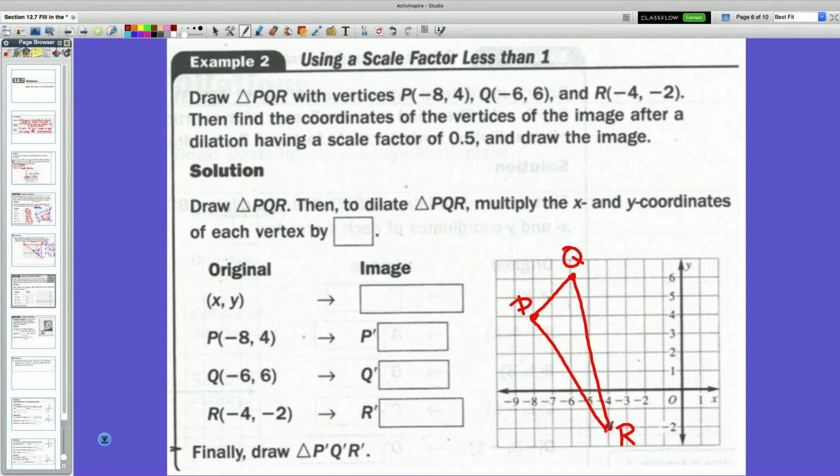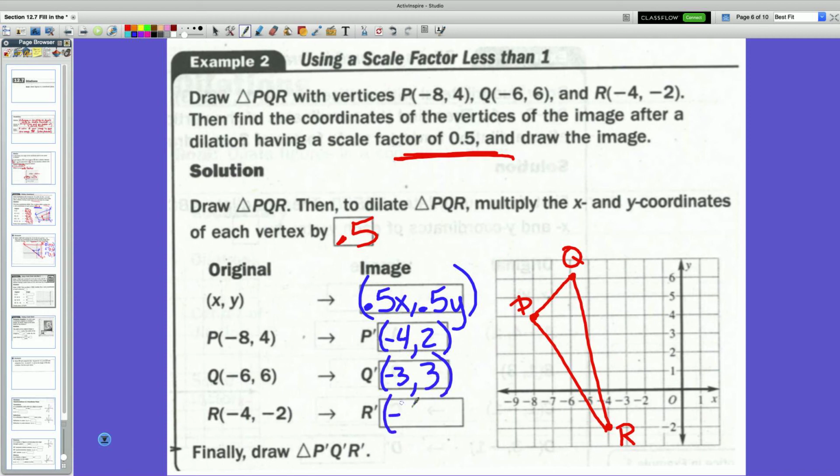Alrighty. Then it says find the coordinates of the vertices of the image after dilation having a scale factor of 1/2. So now my scale factor is 1/2 or 0.5. So I'm going to multiply everything by 0.5. So it's going to go to 0.5x, 0.5y. All right, so 1/2 times negative 8 would be negative 4. 1/2 times 4 is 2. 1/2 of negative 6 is negative 3. 1/2 of 6 is 3. 1/2 of negative 4 is negative 2. 1/2 of negative 2 is negative 1.